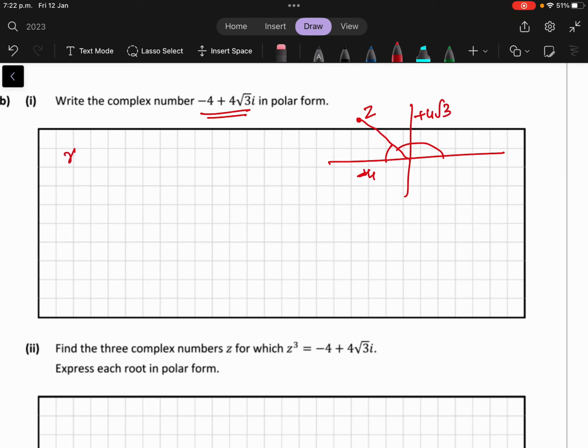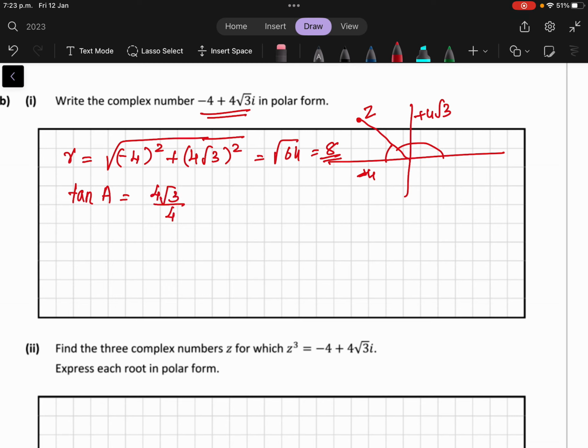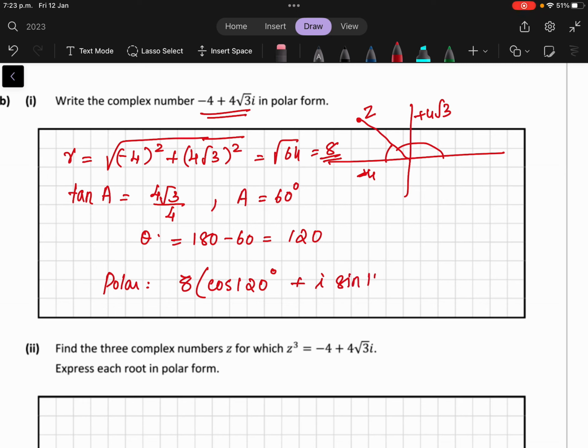Now to write it in the polar form, you have to find r. r is equal to the root of minus 4 square plus 4 root 3 square. That's equal to root of 64, which is equal to 8. So you got r as 8. Then the second thing is tan a. Tan a is equal to 4 root 3 by 4, and hence a is equal to 60 degrees. So theta will be equal to 180 minus 60 degrees, which is 120. So the polar form will be 8 times cos 120 degrees plus i sine 120 degrees.